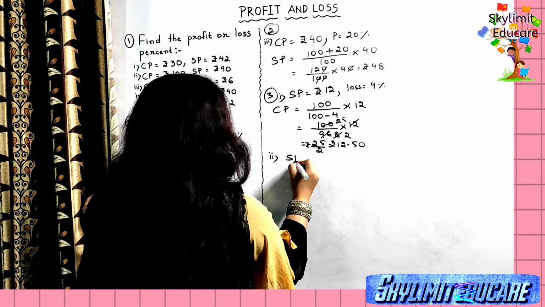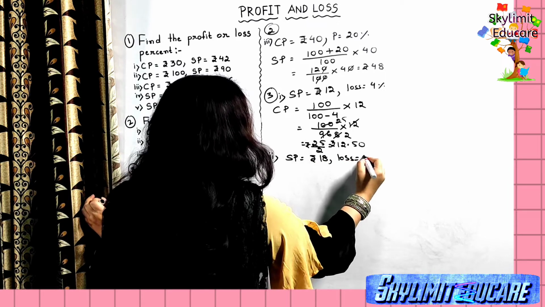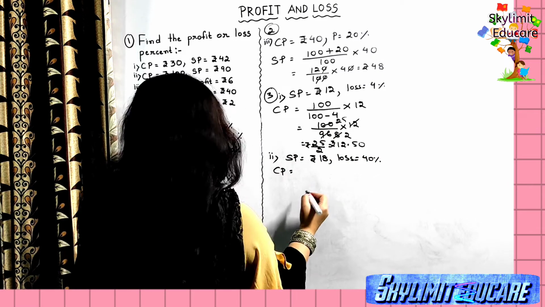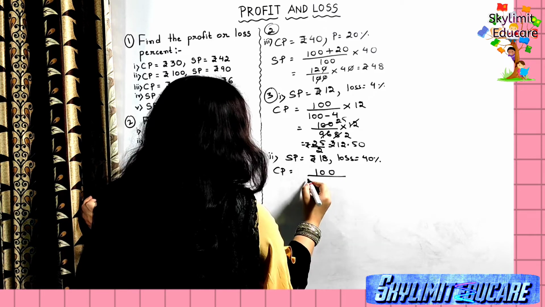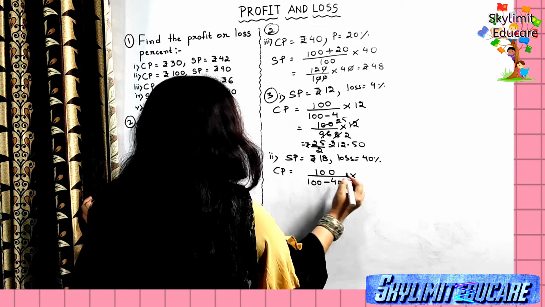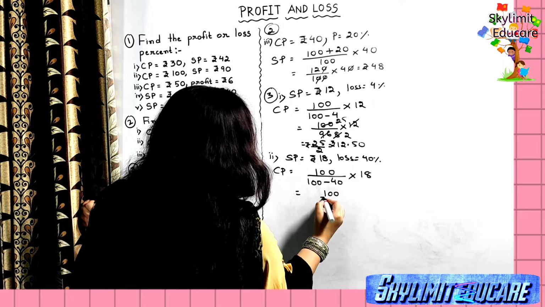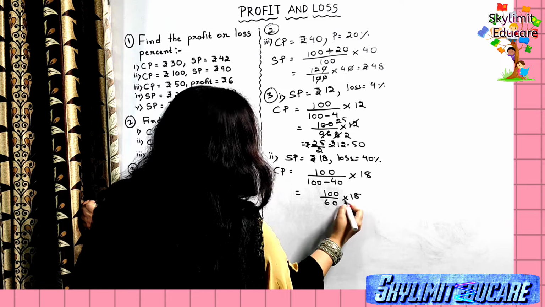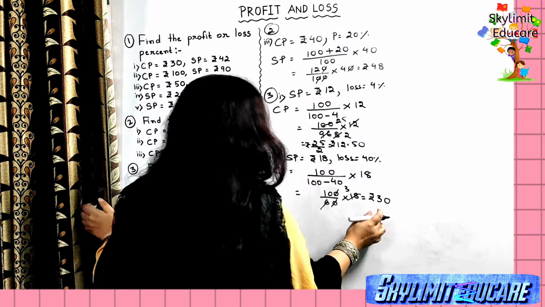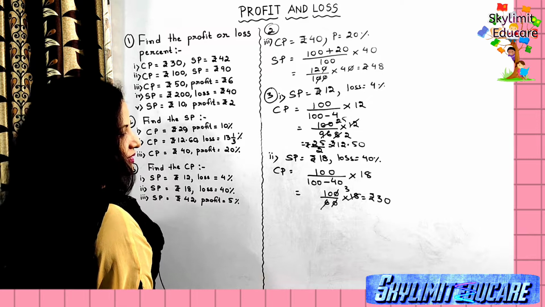Selling price is rupees 18 and you have a loss of 40%. So the same formula you're going to apply. Cost price will be 100 by 100 minus the loss percent. Loss percent is 40 multiplied to SP. SP is 18. Okay, so we got here 100 by 60 multiplied to 18. This 0 0 cancels. 6 3s are 18. So we got here rupees 30. As you can check also, cost price is greater than the selling price. That's why it's a loss, right?